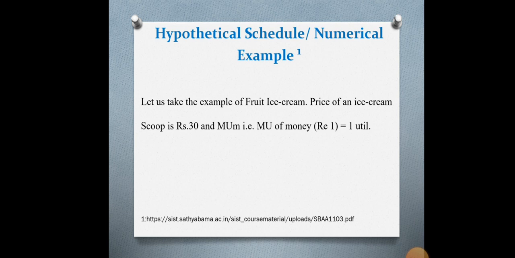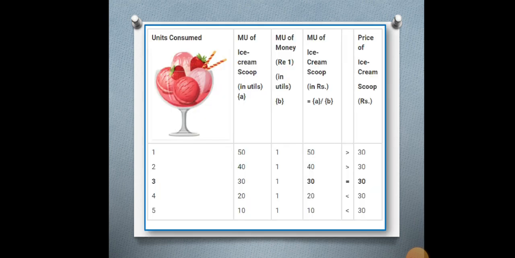Here is an example to help you understand it better. I've taken the example of a fruit ice cream. The price of one ice cream scoop is rupees 30, and MUM, the marginal utility of money, is equal to 1 util. Now there is a table where the consumption pattern is shown. The first column gives the number of units consumed. The second shows the marginal utility of the ice cream scoop, expressed in utils. The third column shows the marginal utility of money, rupees 1 in utils.